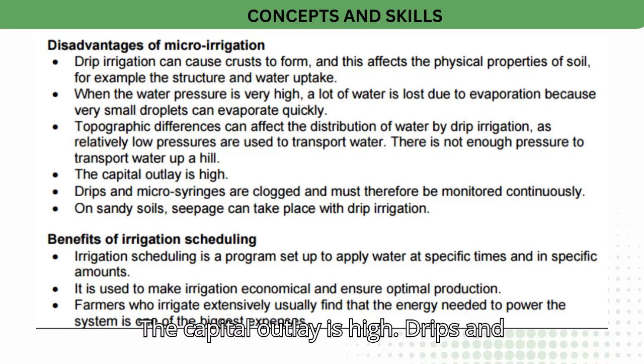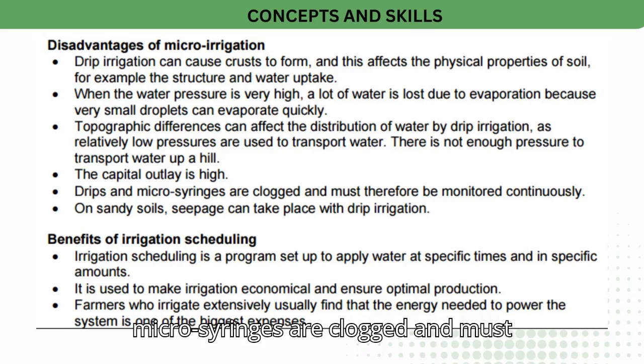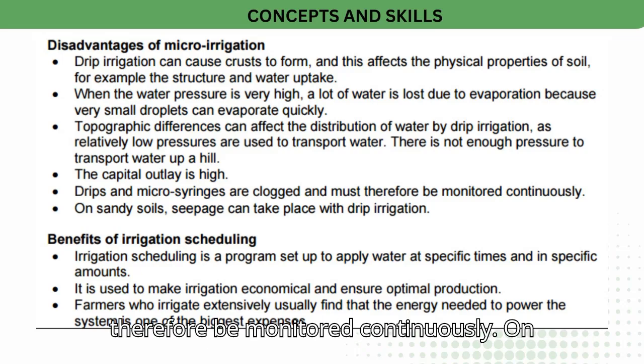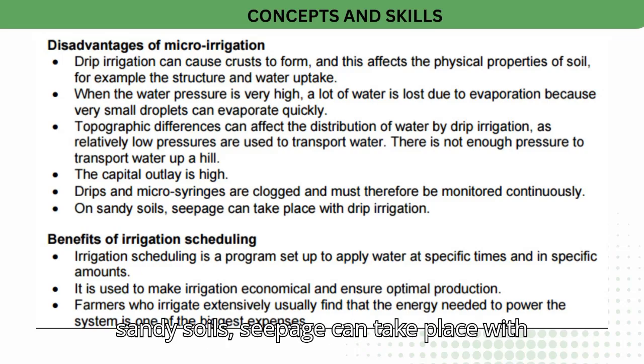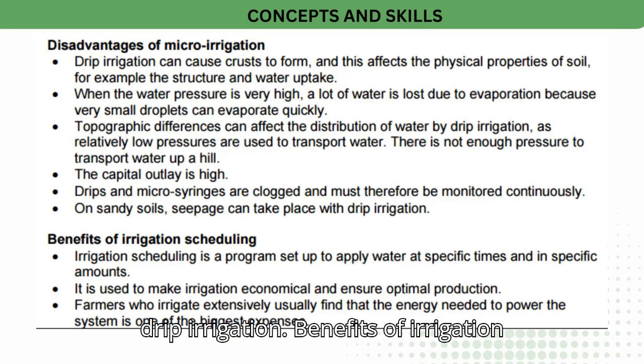The capital outlay is high. Drippers and micro sprayers get clogged and must therefore be monitored continuously. On sandy soils, seepage can take place with drip irrigation.